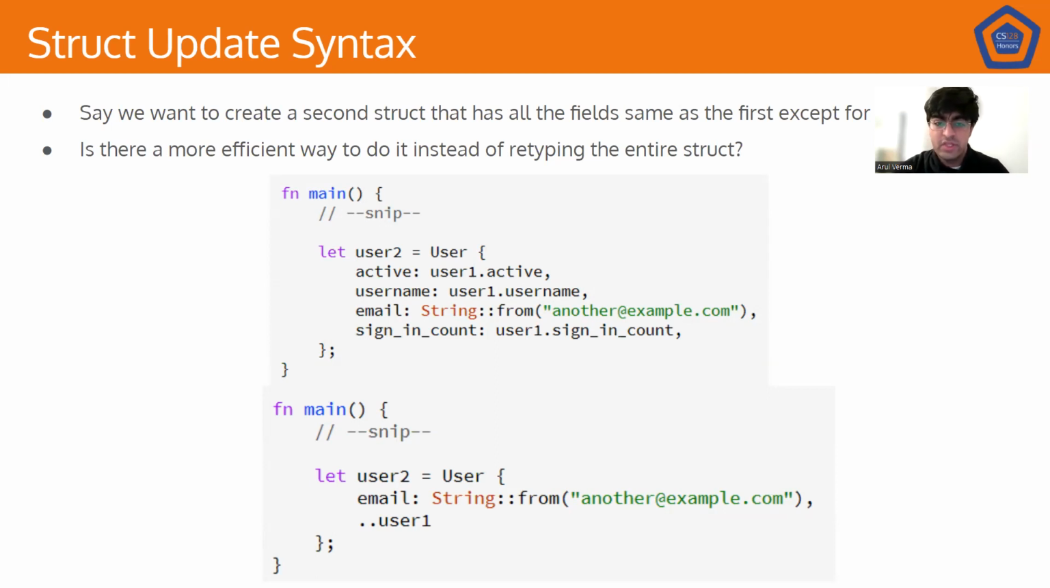Well, yes, there's something called the dot dot notation. Essentially, instead of retyping every single field with user1 dot, we can just say dot dot user1. Rust is smart enough to realize that whatever fields have not yet been filled in this declaration will be filled in from user1. So we specify email in the beginning, and this can be anything. It doesn't have to be email, it could be username, active, or sign-in count. Then we say dot dot user1, and everything else will be filled in from user1. It's a very easy way of making another struct with a lot of the same data, without having to selectively pick and choose and type out all of the data.